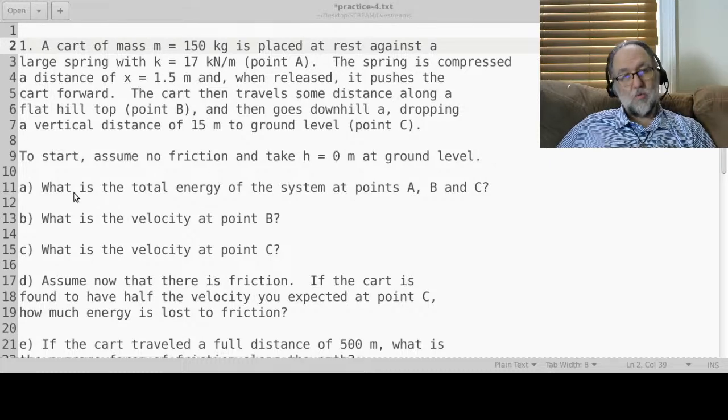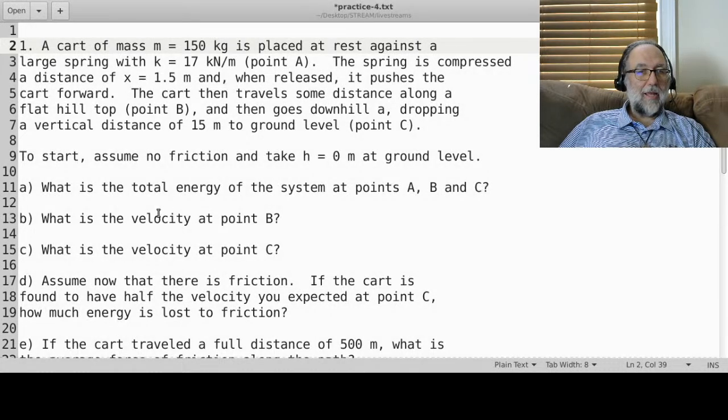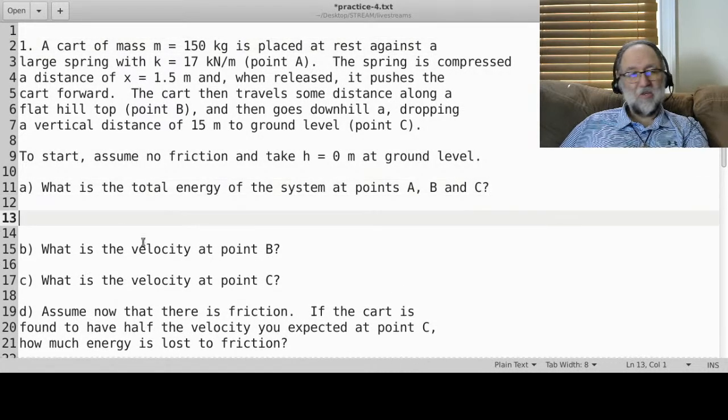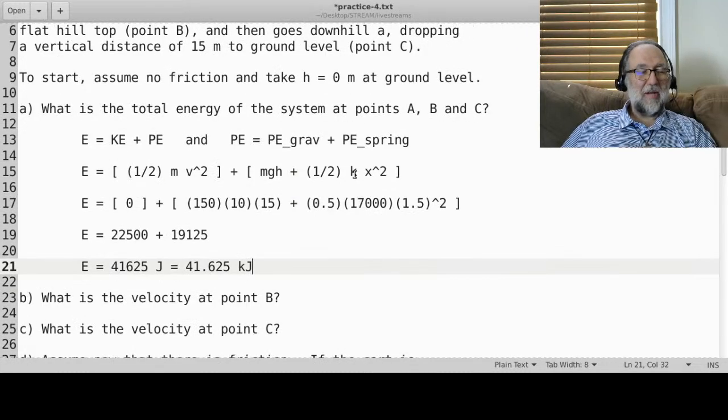So the first question is, what is the total energy of the system at point A, B, and C? I'm going to cut and paste my answer. I don't want to go too fast. If I'm going too fast for you, if you're taking notes or anything, then just slow me down. But I like cutting and pasting because I discovered that I tend to make too many errors when I just type it on the fly. But I'm not going to go too fast, I promise.